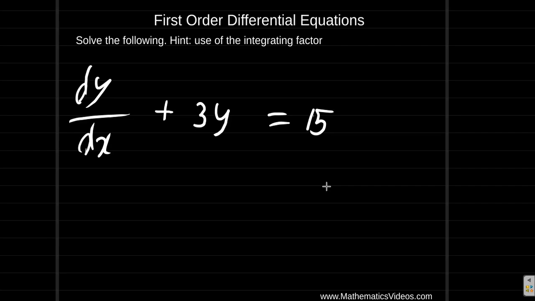We have a differential equation here to solve. dy by dx plus 3y equals 15. I'll give you a hint that you should use the integrating factor. In fact, if you tried, you wouldn't be able to use separating the variables. Direct integration, you wouldn't be able to use that.